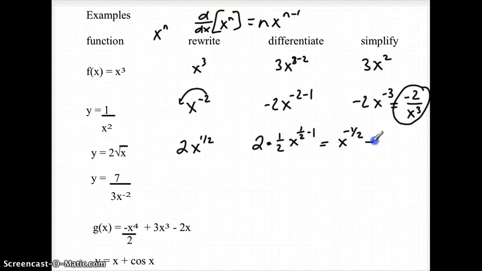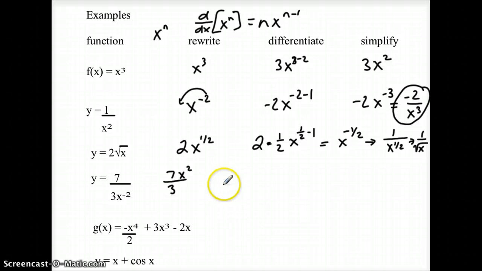But we don't want to leave it with a negative power, so we want to write 1 over x to the 1/2. You can leave it like that, or you can write it as 1 over the square root of x, because 1/2 is the same as square root. Okay, how about this one? Rewrite it. 7 and 3 should stay where they are, but x to the negative 2 means it should be like this. The negative exponent should have been on top to make it a positive.